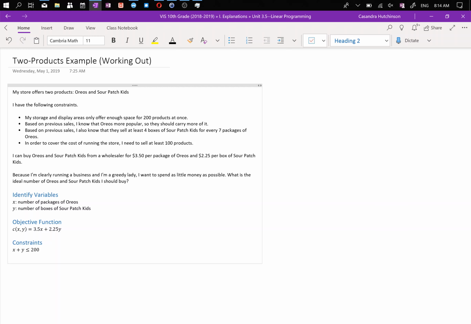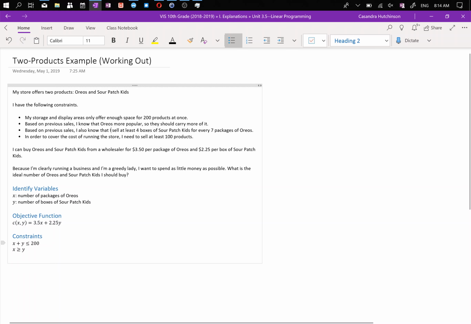The next one, based on previous sales, I know that Oreos are more popular, so I should carry more of those. Again, it's an equation, so I use my equation editor. Oreos are more popular, so more Oreos than Sour Patch Kids. More X than Y. Now, based on previous sales, I know that, oh, I didn't update this. I sell at least 4 boxes of Sour Patch Kids for every 7 packages of Oreos. I find these types of relationships tricky, so I'll show you how I work it out.